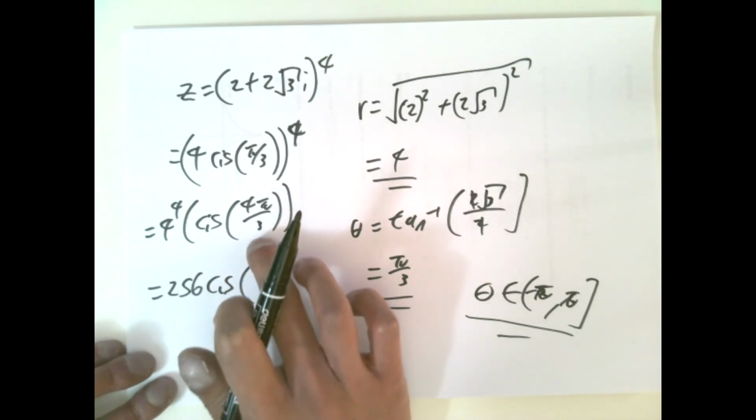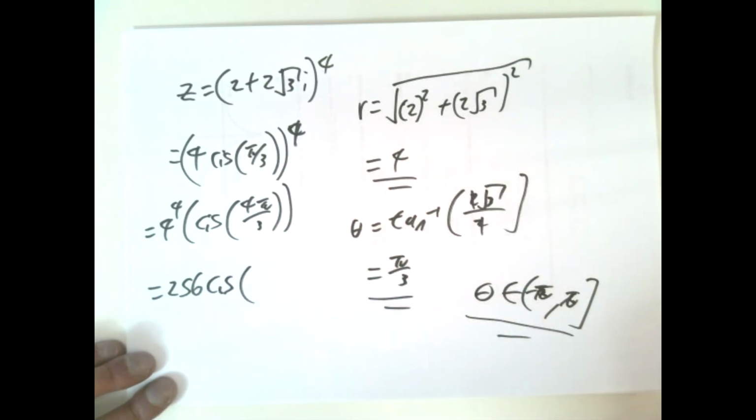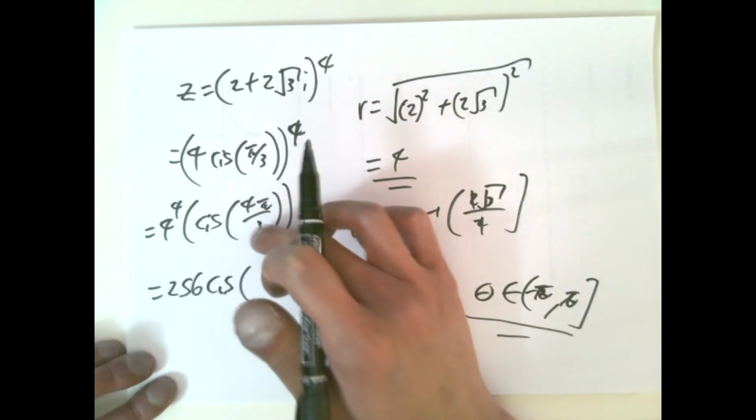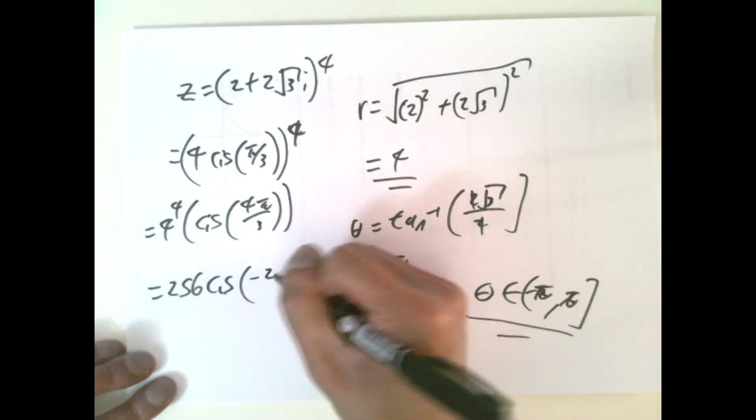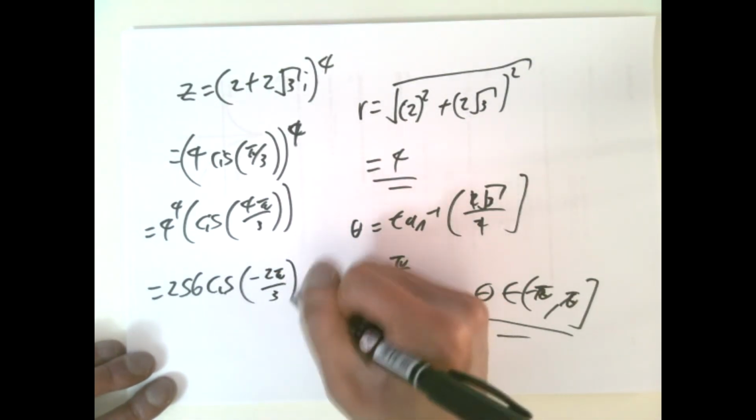Whenever we get an argument which is outside the principal domain of minus pi to pi, we just add and subtract multiples of 2 pi. In this case, we're going to go 4 pi on 3 minus 2 pi to become minus 2 pi on 3.